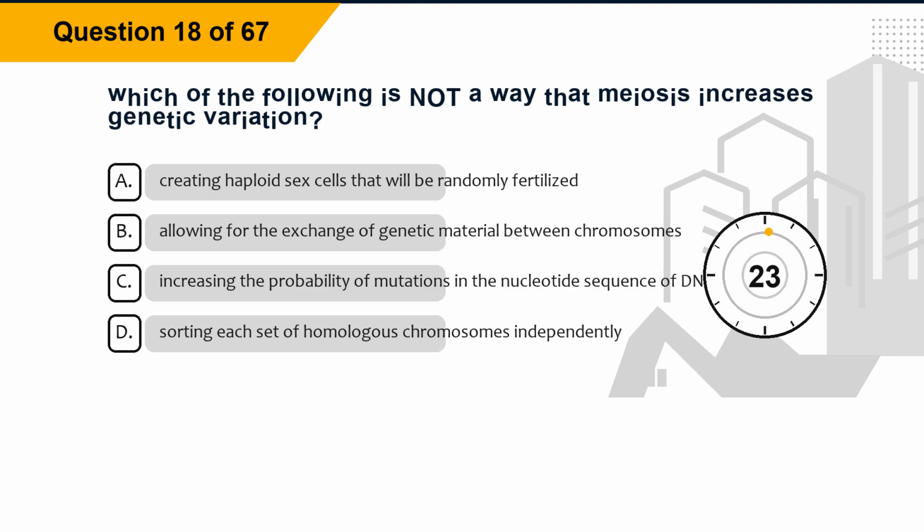Question 18. Which of the following is not a way that meiosis increases genetic variation? Option A, creating haploid sex cells that will be randomly fertilized. Option B, allowing for the exchange of genetic material between chromosomes. Option C, increasing the probability of mutations in the nucleotide sequence of DNA. Option D, sorting each set of homologous chromosomes independently.